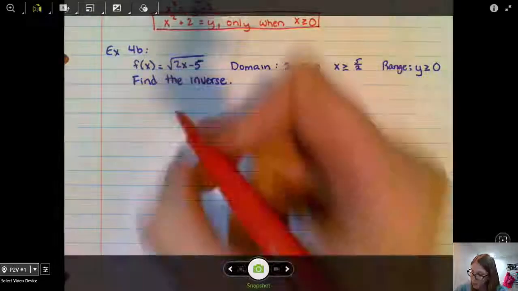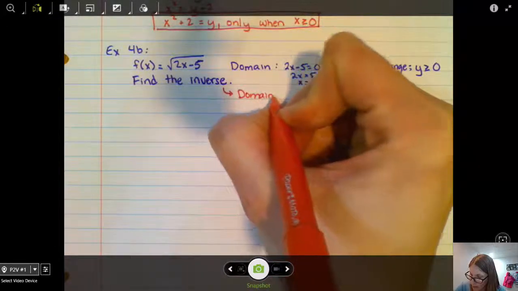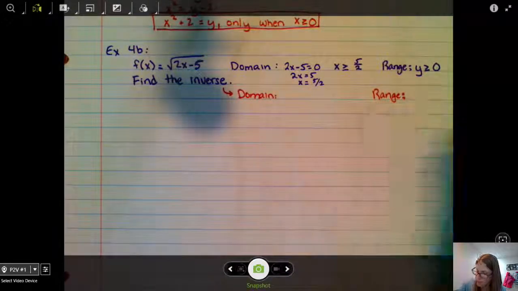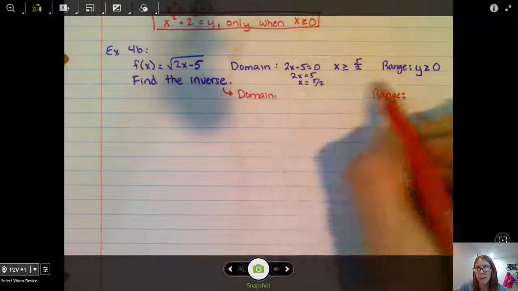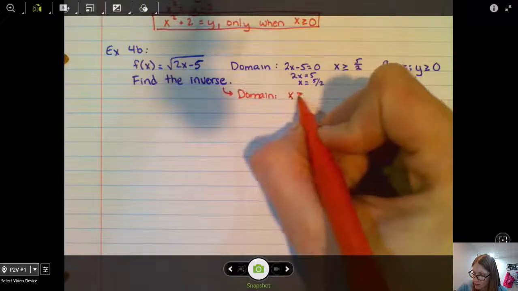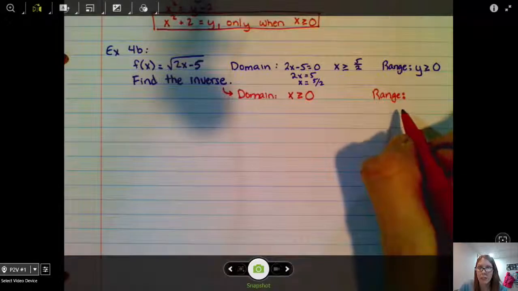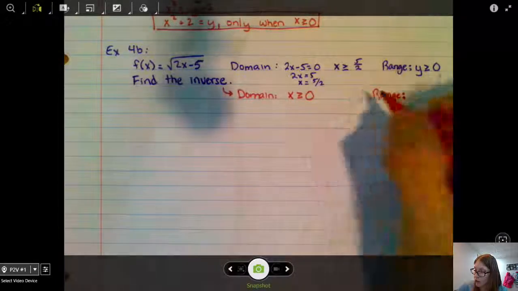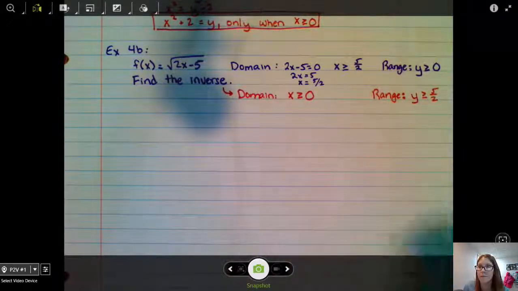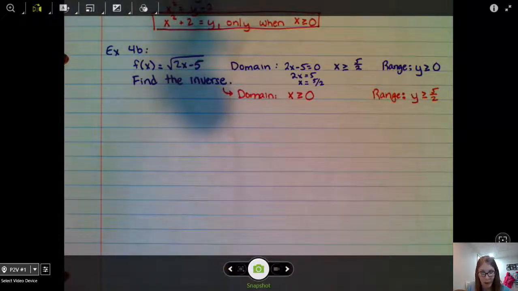which tells me for the inverse what the domain and the range would be. Okay, the domain of the inverse was the range of the original. So x is greater than or equal to 0. And then the range of the inverse is the domain of the original. y is greater than or equal to 5 halves. So we need to keep this in mind when we are finding our inverse function.